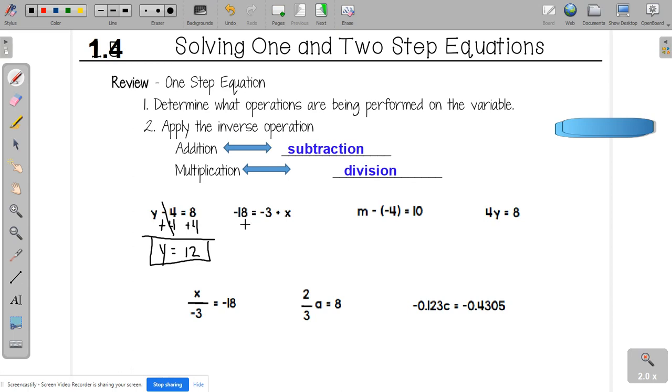The next one, negative 18 equals negative 3 plus x. We have to get x by itself, so we are adding, so we have to do the opposite. But we have a negative 3, so we have to add 3 to both sides. What you do to one side, you have to do to the other. So it cancels out here and leaves us with x equaling negative 18 plus 3 gives us negative 15.